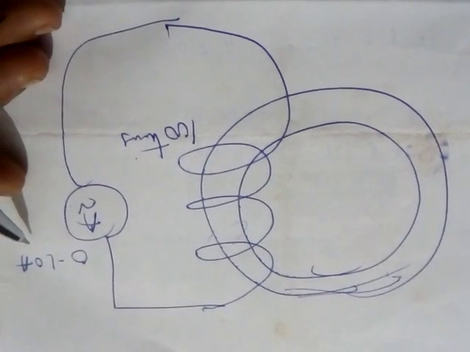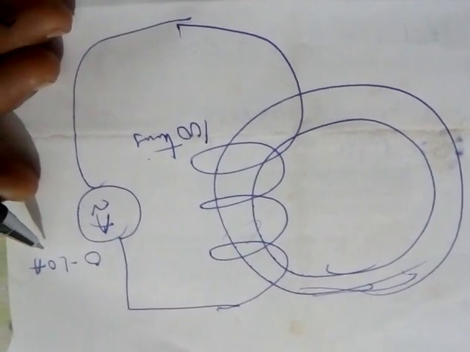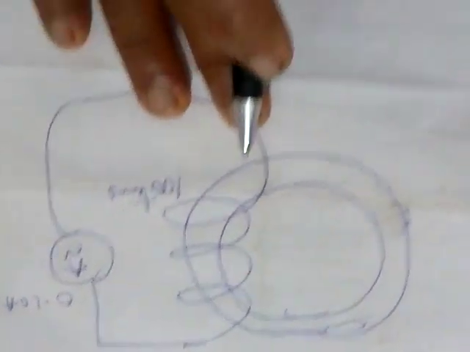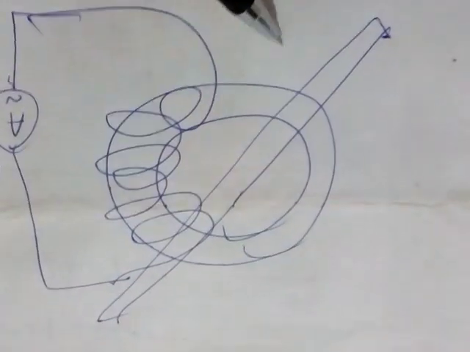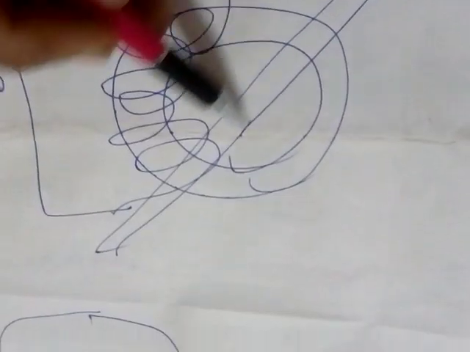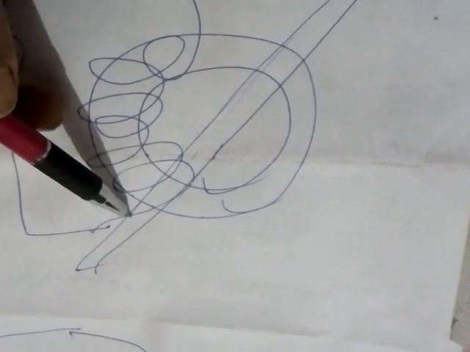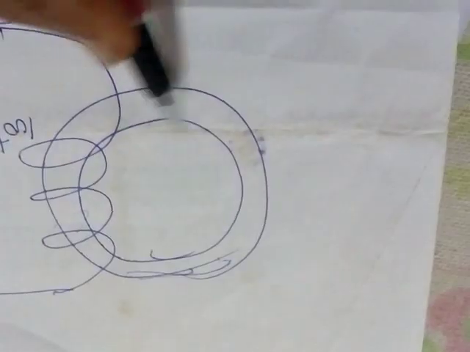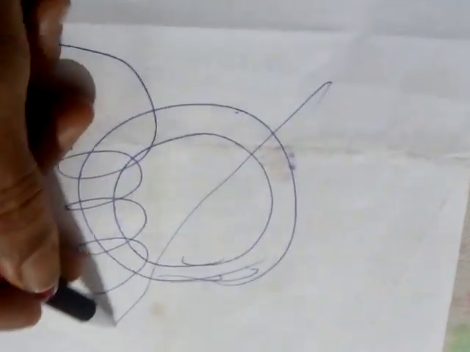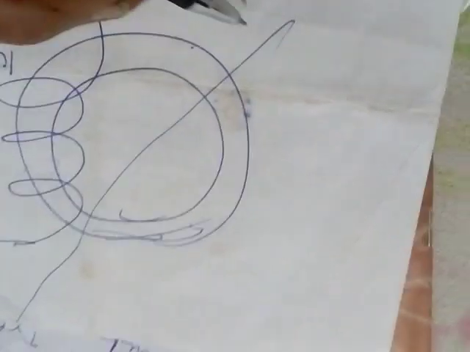Now the primary is not shown. The primary is like this: just a rod inside the core. This is the core, and inside this core there is a rod.